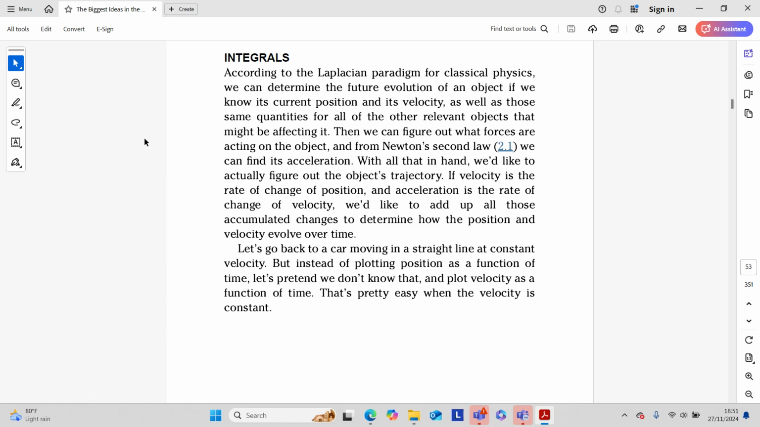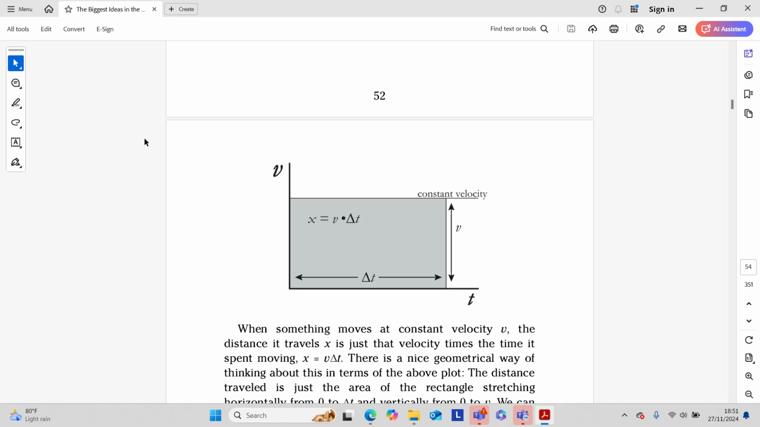Let's go back to a car moving in a straight line at constant velocity. But instead of plotting position as a function of time, let's pretend we don't know that and plot velocity as a function of time. That's pretty easy when the velocity is constant. When something moves at constant velocity v, the distance it travels, x, is just that velocity times the time it spent moving, or x equals v times delta t.